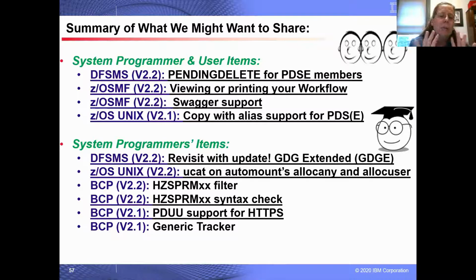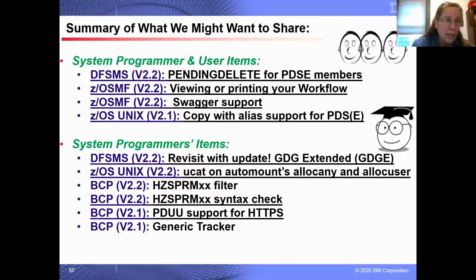And then for us system programmer types, GDG extended, and especially with that revisitation that we had on that very nice gold standard of how to convert GDGs to GDGEs. I'm really happy with that solution and hopefully it's something that you can use. UCATs, when you code them on automount, keep newly allocated file systems from being put in the master catalog. Really good, really easy to do.